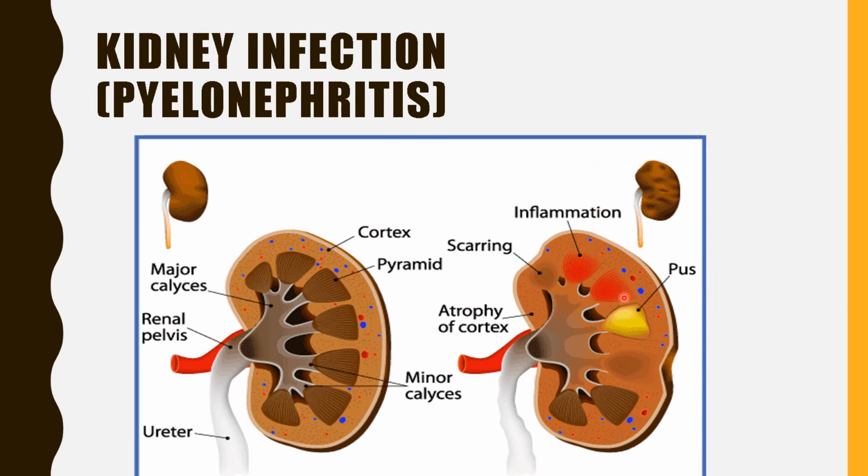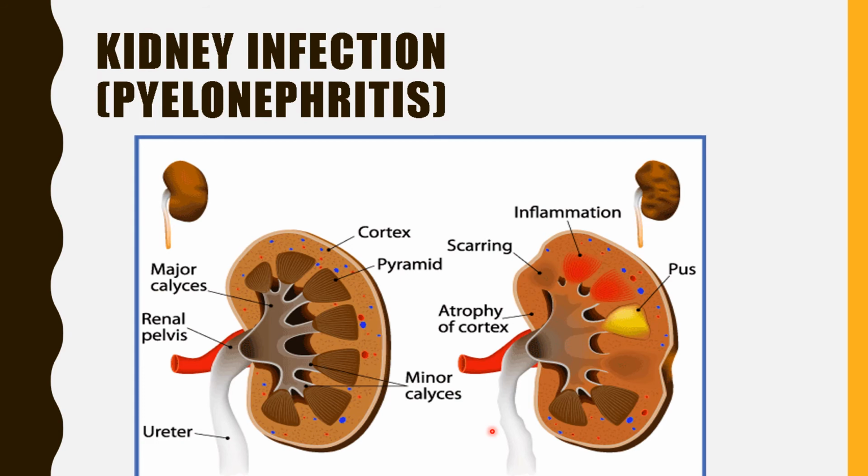In case of pyelonephritic kidney there is pus because there is an infection, so there would be pus formation, there is inflammation and even scarring of the pyramids, and atrophy of the cortex. Atrophy, that is degeneration of this cortical layer. You can see that it is distorted.